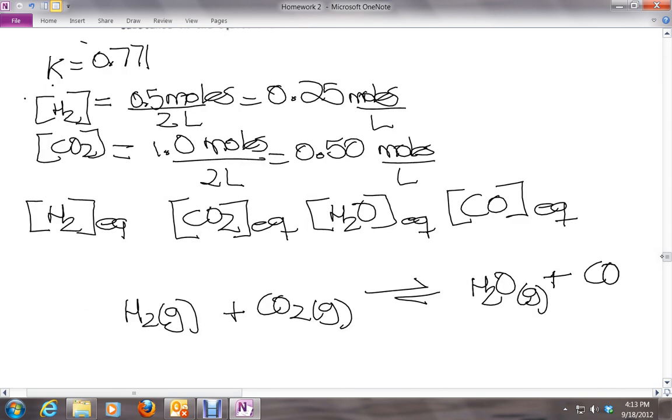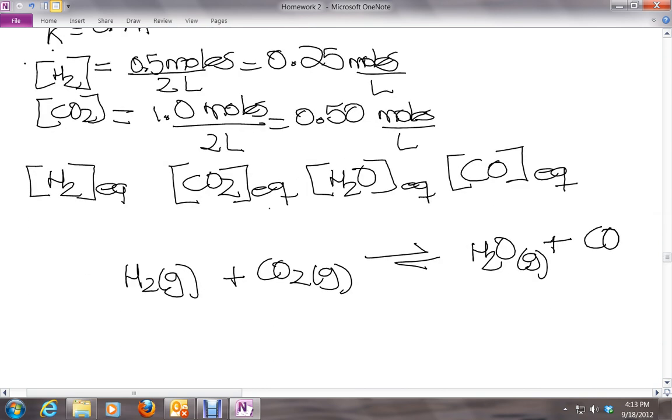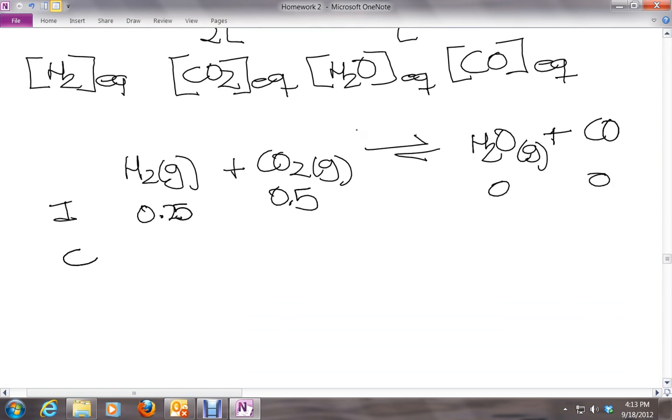So now we have H2, the initial concentration is 0.25, and CO2 is 0.5, and this is the initial line of the ICE table. What is going to be the change? Of course, if you have 0 and 0 here, they're just giving you the two reactants, so it's going to go to the right. Let's put the change, sorry.